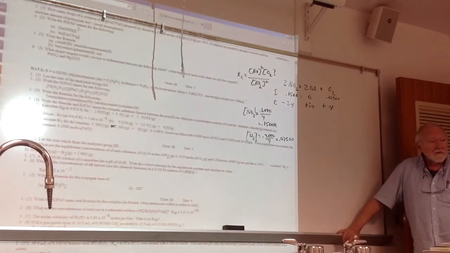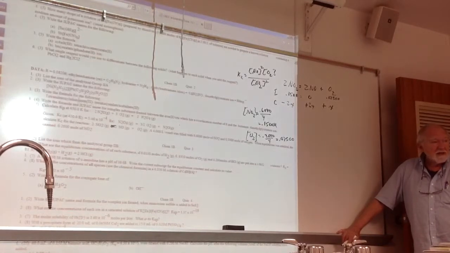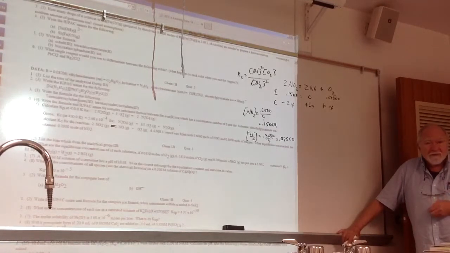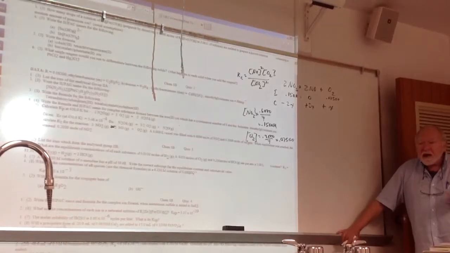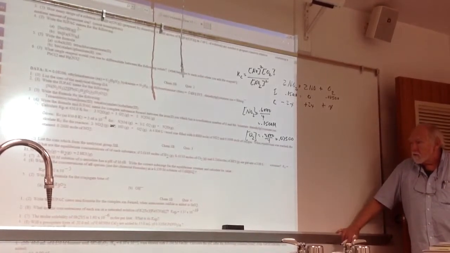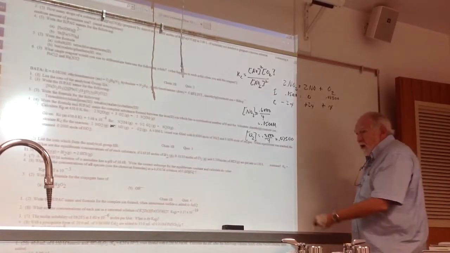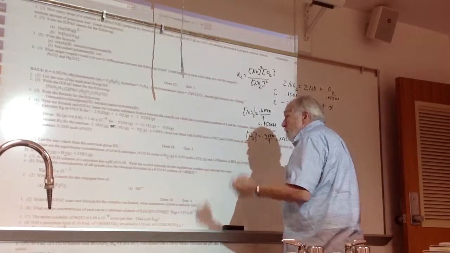You get different numbers for X, but X isn't the answer to the problem. X is just a variable you set up to set up mathematical equations so you can solve the mathematical equations. Once you know what X is, you can now calculate whatever the problem asks you for. The problem will either ask you, this is one that says the concentration of NO2 is that number.